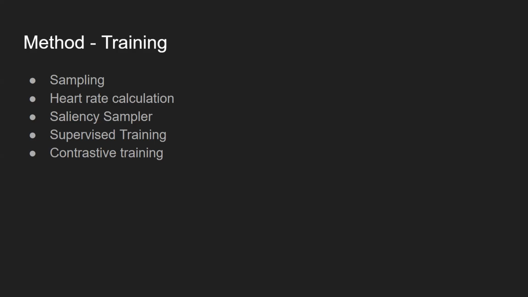This method is used to calculate the missing heart rate ground truth and the heart rate from the predicted PPG. Next, it undergoes a saliency sampler, and again, this is optional. If it is enabled, the input video is passed through this step, and the output can then be used to verify the performance of the network.